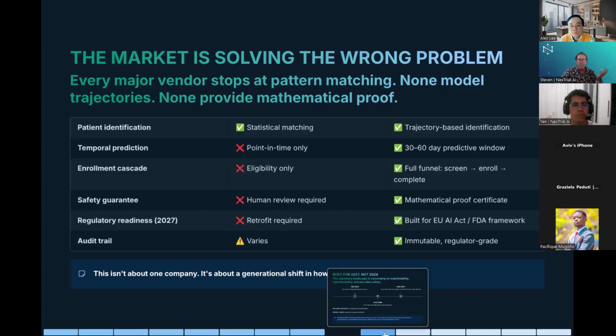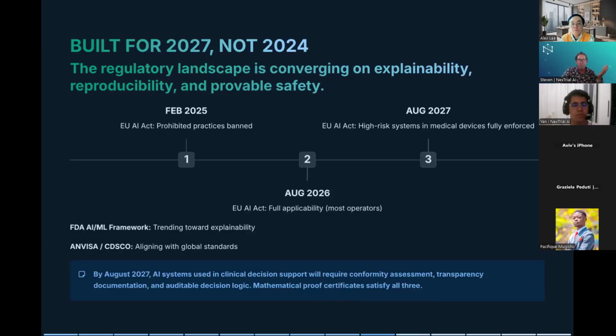And again, here's the timeline that matters. It's the EU AI Act, right? FDA's AI/ML framework is tracking the same, and ANVISA in Brazil, CDSCO in India, right? Global regulators are converging on the same requirements: explainability, reproducibility, audit, decision logs. Physics-informed models with formal verification satisfy all of these by design. You don't need to retrofit.